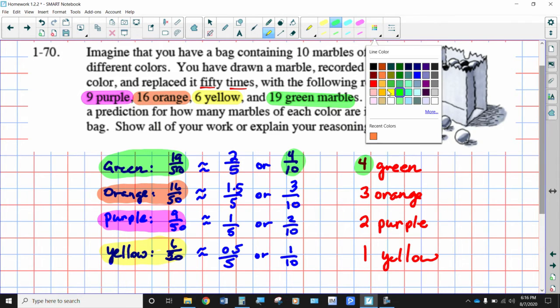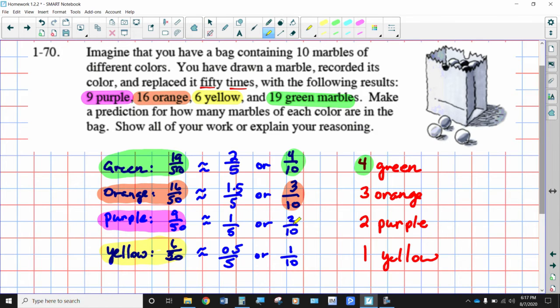And now for the orange, 16 out of 50 is pretty close to 15 out of 50, which would be the same as 3/10. And so that would be about 30%. So 30% would be orange, so that would be 3 orange. For the purple, 9 out of 50 is pretty close to 10 out of 50, which would be the same as 1/5 or 2/10. So that's about 20% of the time you got purple. So 20% of 10 would be 2.